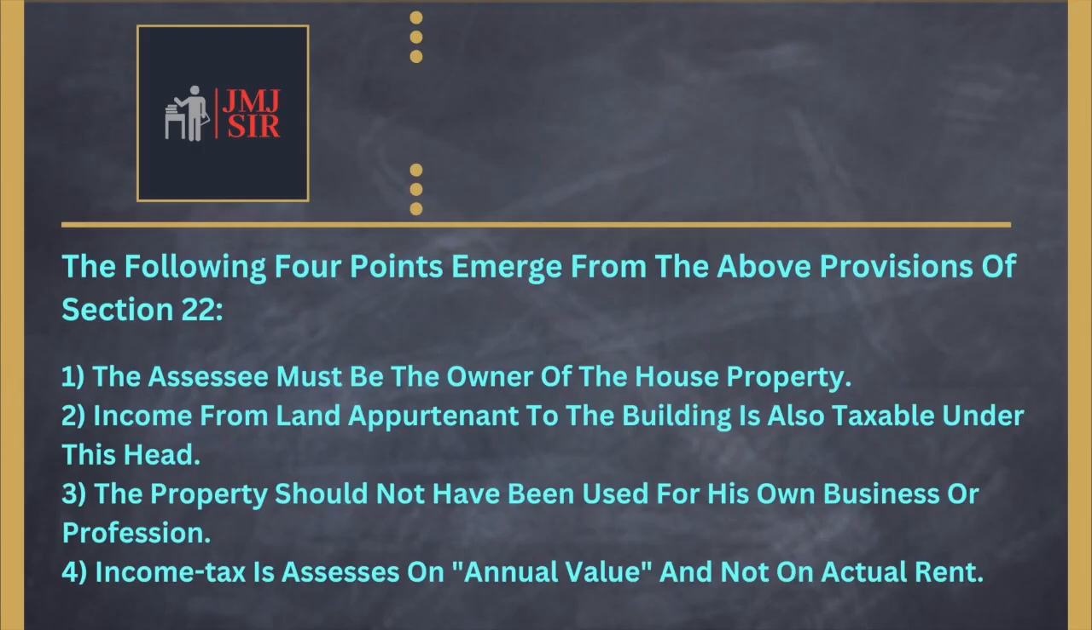These are the four points that emerge from the explanation given under section 22 of the Income Tax Act. The assessee must be the owner of the house property. Income from land appertaining to the building is also taxable under this head. The property should not have been used for his own business or profession, and the income tax is assessed on the annual value and not on the actual rent. So, I hope the thing is very clear.